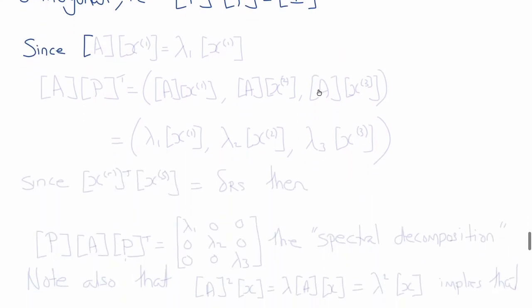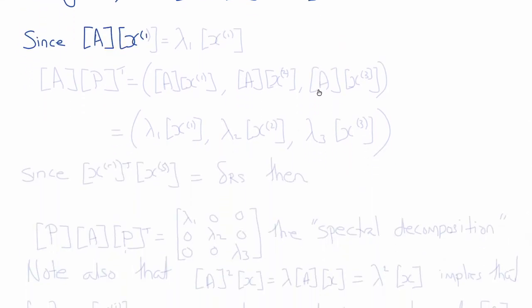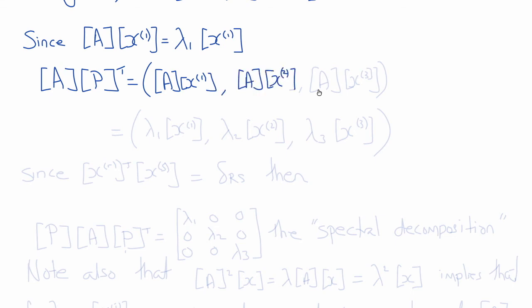And then from the fact that A times X1 equals lambda 1 times X1, we can show that the matrix A times P transpose, which would therefore have columns A times X1, A times X2, and A times X3, must also have columns lambda 1 times X1, lambda 2 times X2, lambda 3 times X3.